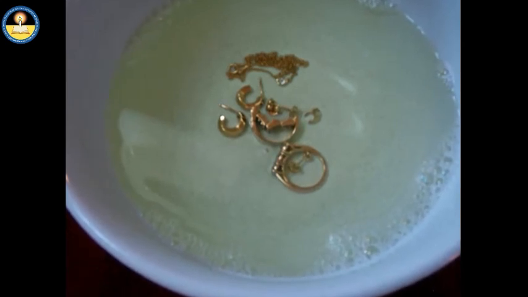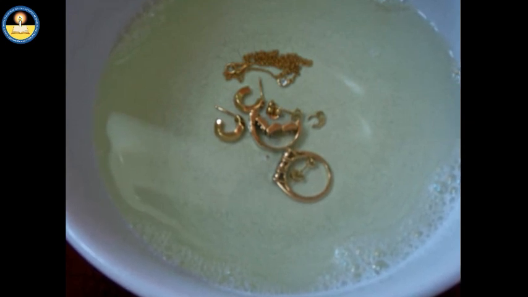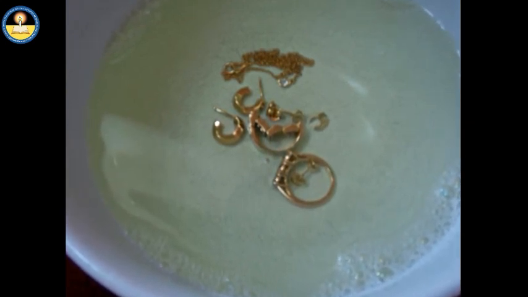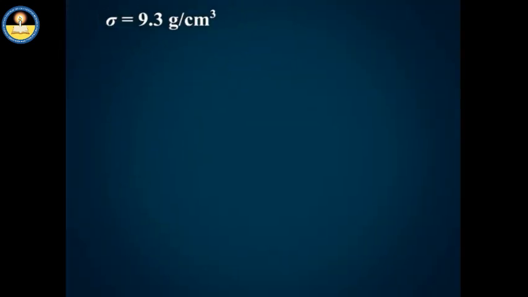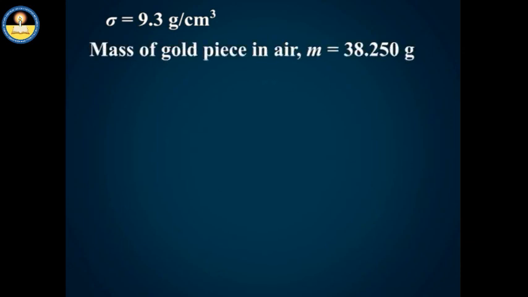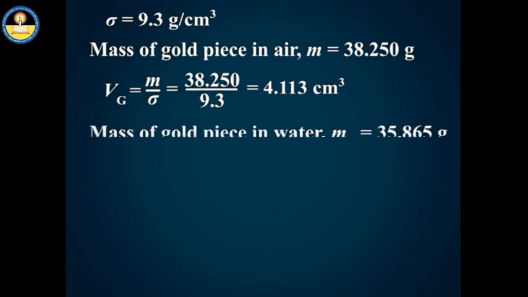If the volume of the gold piece is less than the volume of displaced water, it will indicate that it has a hollow portion. Here, the density of the pure gold is 9.3 gram per centimeter cube and the mass of the gold piece is 38.250 gram. Therefore, the volume of the gold piece is 4.113 centimeter cube.